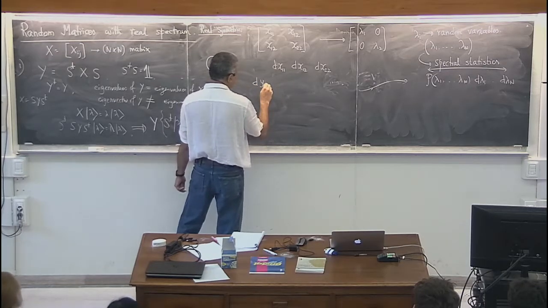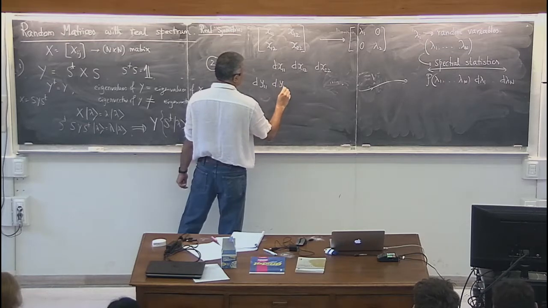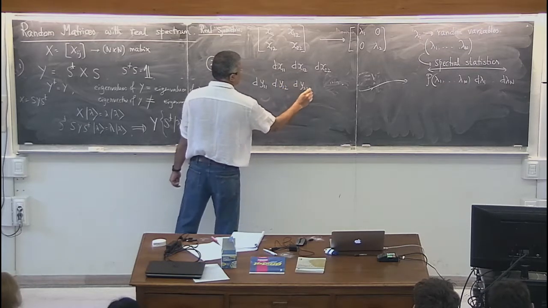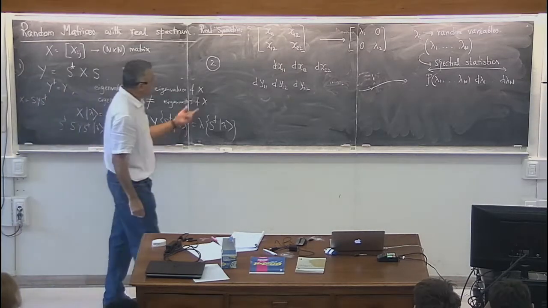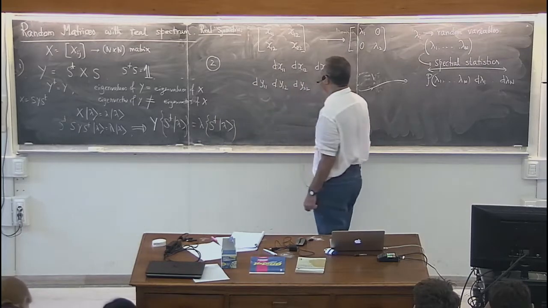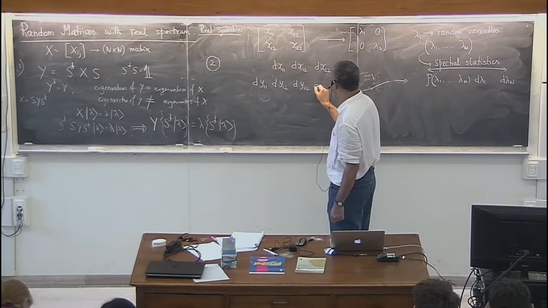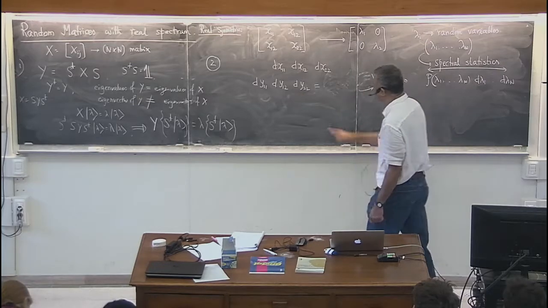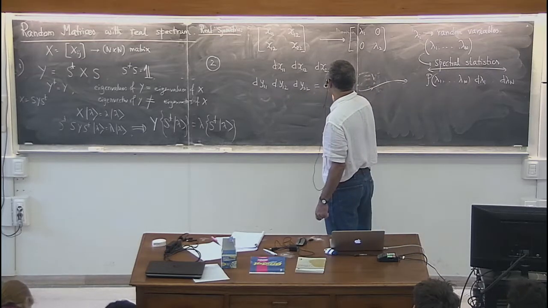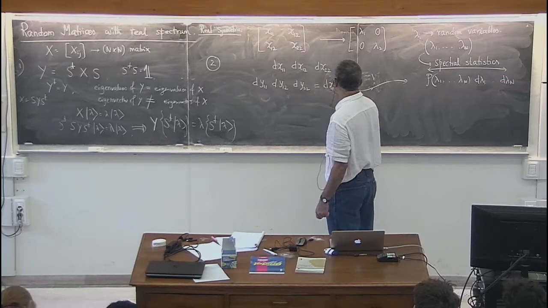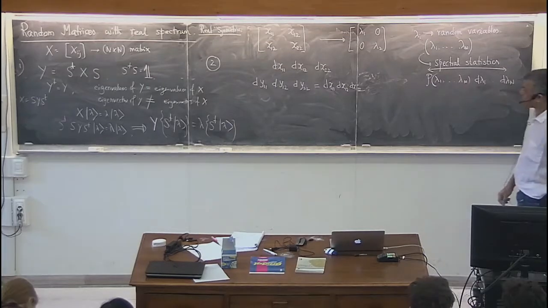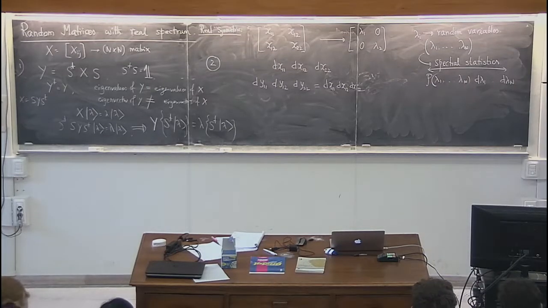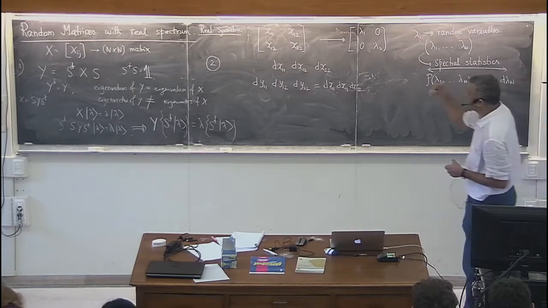So the volume element of Y is going to be this. So there is a Jacobian involved, okay? But the statement is that for any similarity transformation, this is exactly the same as this, so the Jacobian is 1. No matter what similarity transformation you make, the volume element is invariant under it.